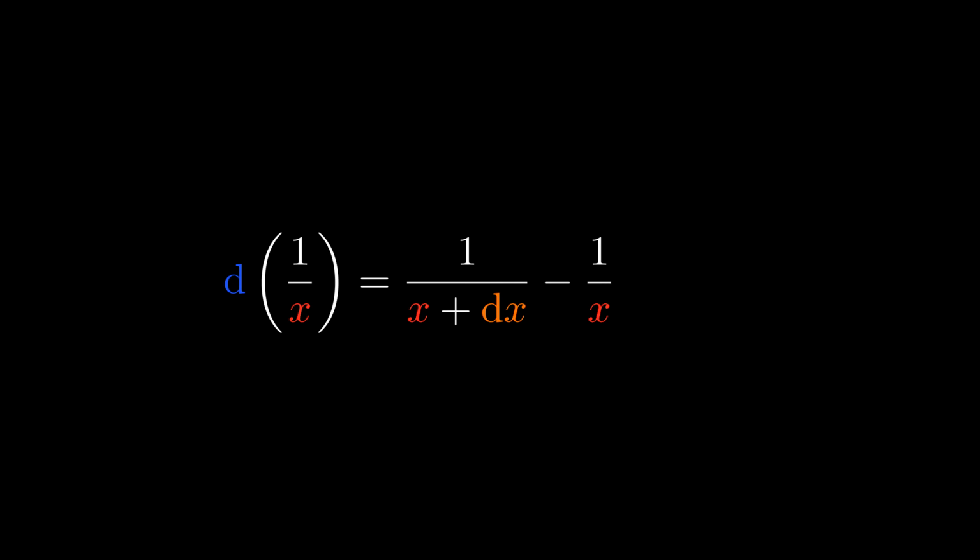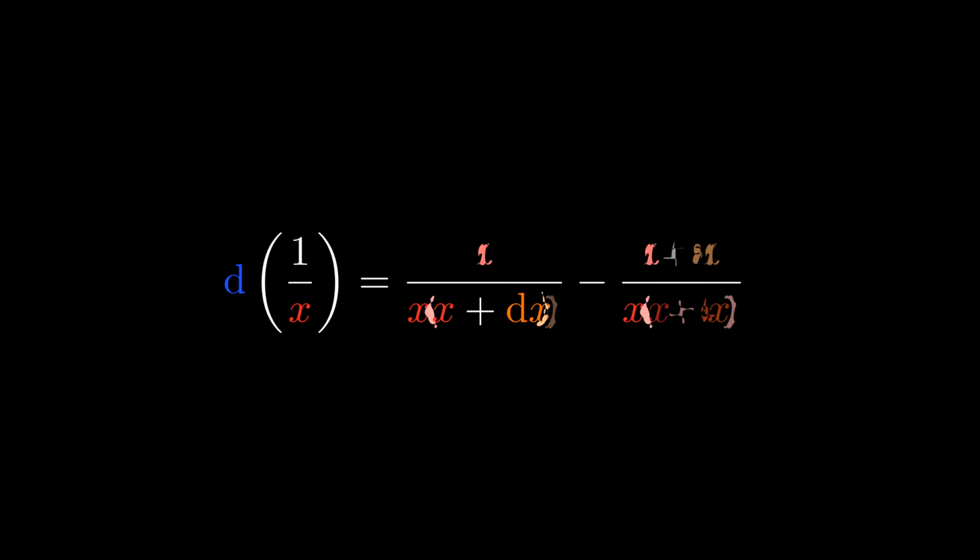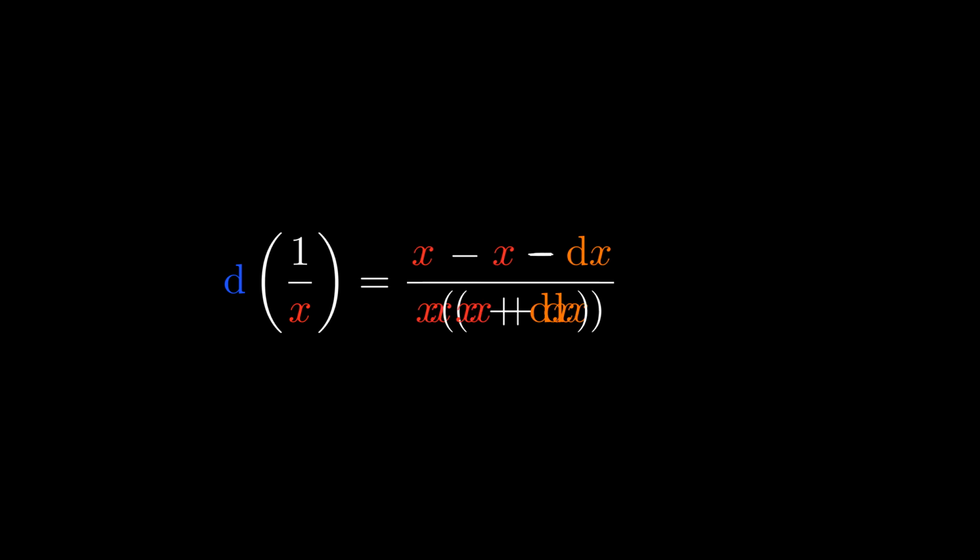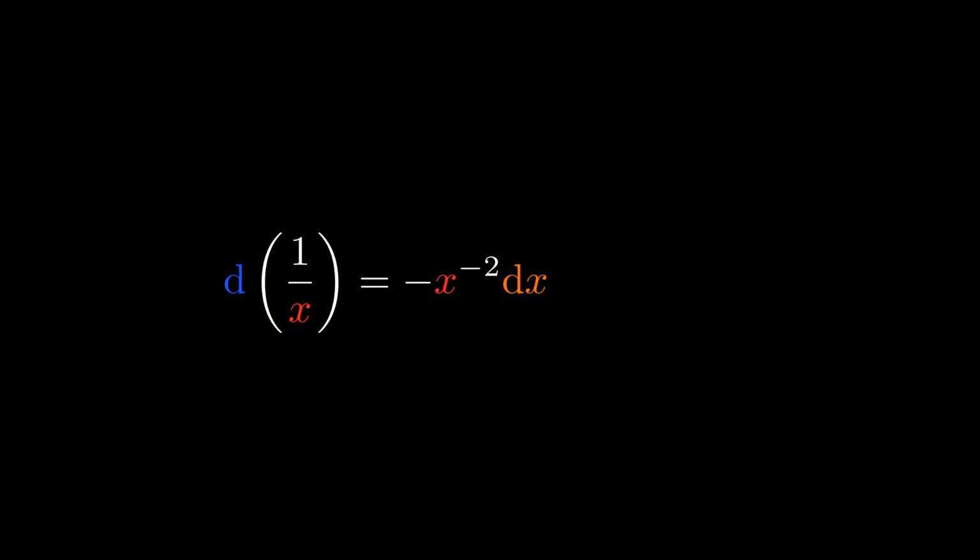To resolve this, we can just calculate the differential of x to the minus 1 manually. Let's write it as a fraction for now. Here is the definition of the differential. Finding common denominators and subtracting, we can now drop the x's in the numerator. Now, the dx in the denominator is insignificant, so we can get rid of it. And here we see that the power rule is in fact valid when the power is negative 1, so the quotient rule we found earlier is correct.